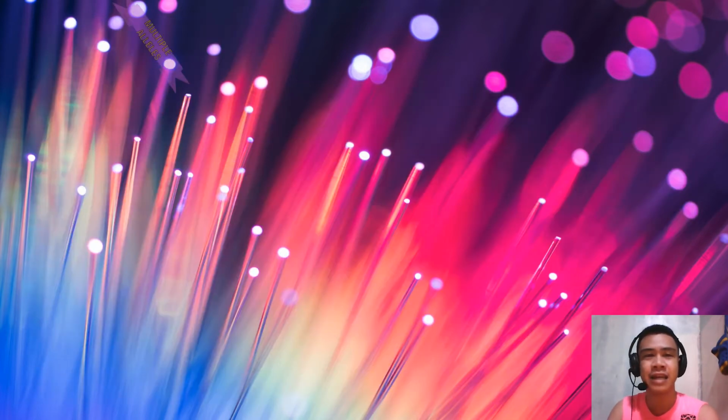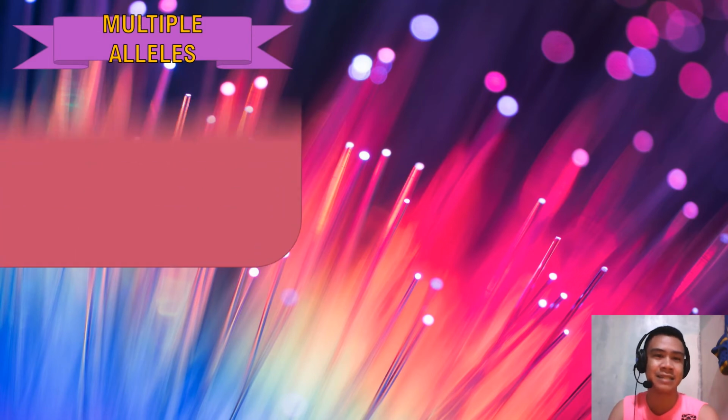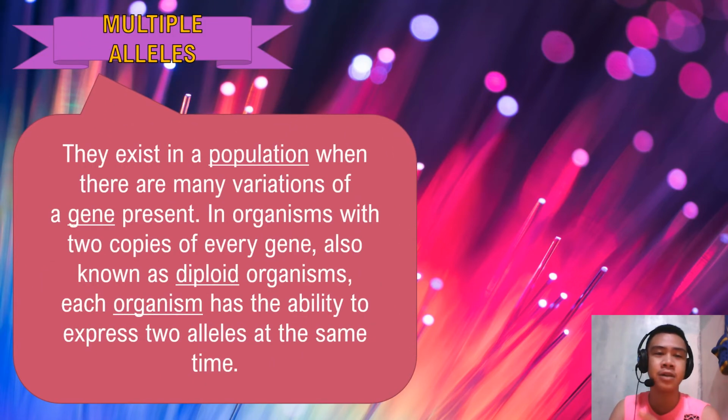So next is multiple alleles. Multiple alleles exist in a population when there are many variations of a gene present. So in organisms with two copies of every gene, also known as diploid organisms, each organism has the ability to express two alleles at the same time. So the keyword is a variation of a gene. Multiple alleles exist in a population when there are many variations of a gene present.